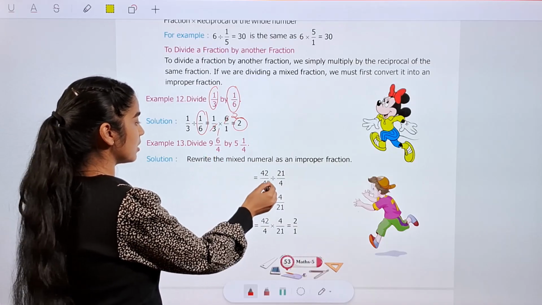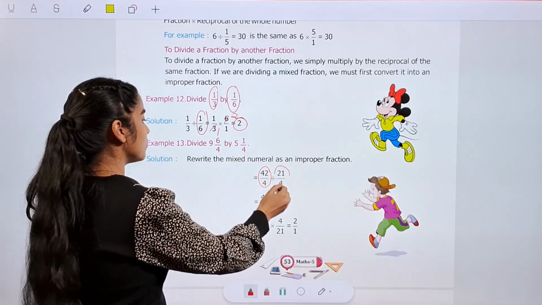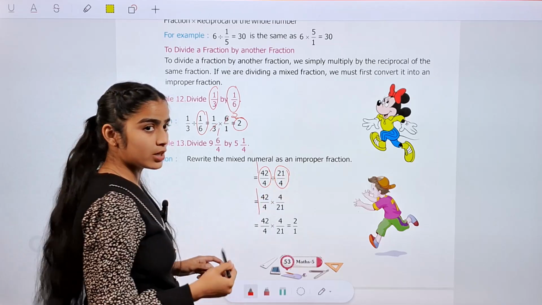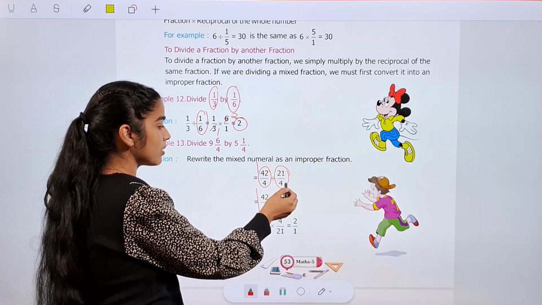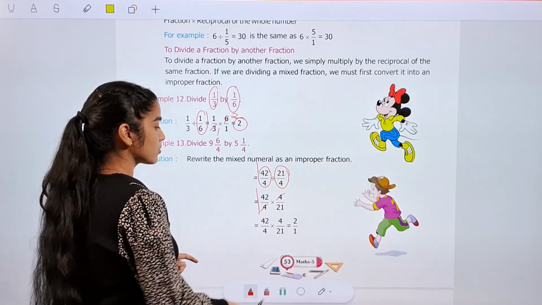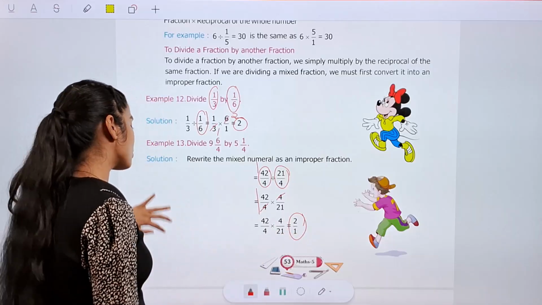So this improper fraction is 42 upon 4 and this is 21 upon 4. The first one will remain the same. The second one you have to get the reciprocal of it. So 21 upon 4 का reciprocal क्या होगा? 4 upon 21. 4 cross हो जाएगा. 42 upon 21, your answer will be 2 by 1, or you can also say 2.